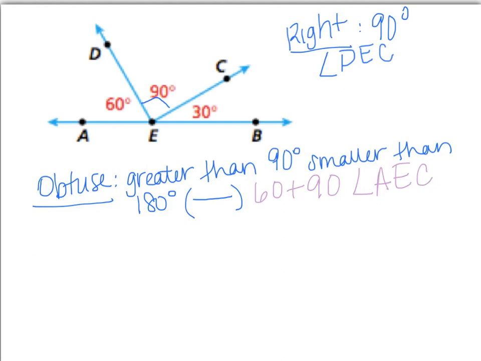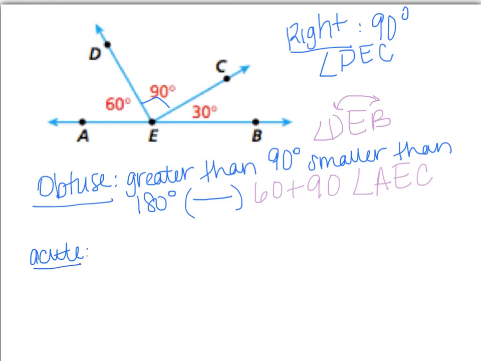Okay, see if you can find the other one. The other angle that you should have found was angle DEB. And again, this order could have been flip-flopped of B and D. Alright, let's talk about acute angles.